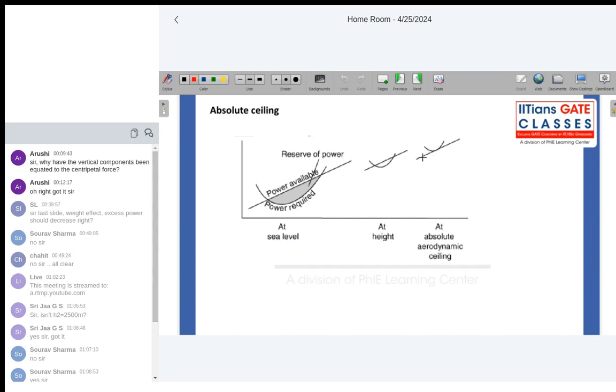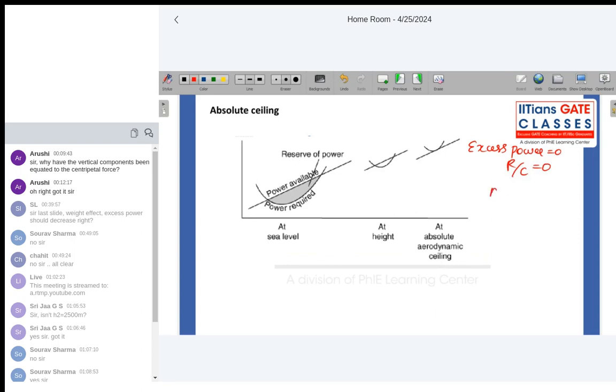This is your power required curve. This is the power available curve. As altitude keeps on increasing, your excess power keeps on decreasing. At some point, power available will be just tangent to the power required curve. So this point where the aircraft reaches where excess power is equal to 0, that means rate of climb equal to 0 at that altitude.